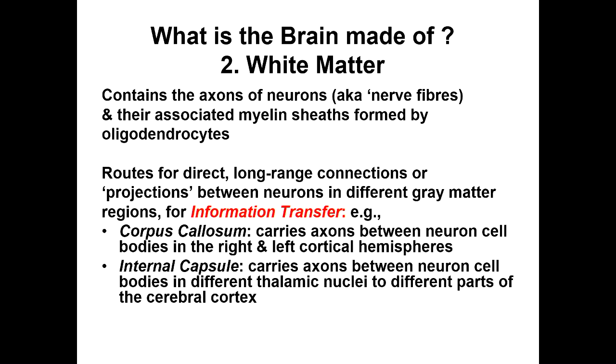This is a really huge bundle of axons. In fact, over 200 million axons that directly connect the left side of your cerebral cortex to your right cerebral cortex in each of the cortical hemispheres, so the two sides of the brain know what each is up to. Another really huge white matter pathway is this one here. It's called the internal capsule, again with over 200 million axons in it, which directly link neuron cell bodies in different nuclei of the thalamus to the different parts of the cerebral cortex.